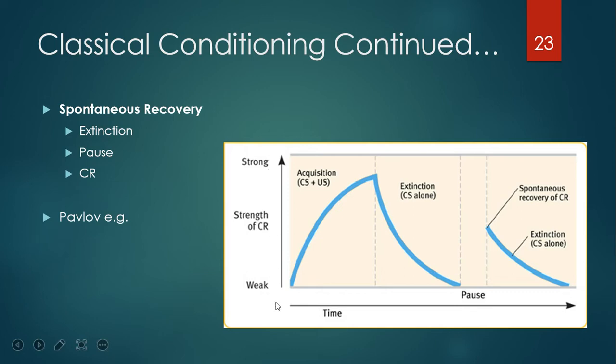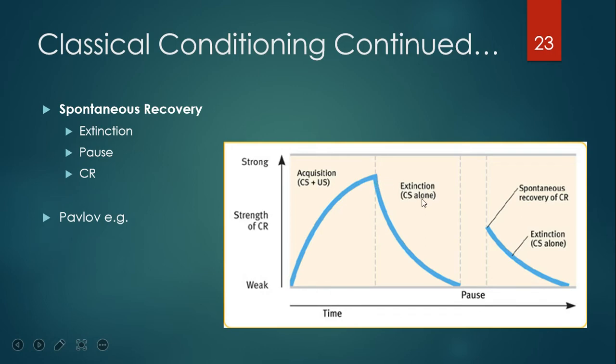And this is kind of what it looks like in graphical form. So on the x-axis here, we've got time. On the y-axis, we've got the strength of a conditioned response. Strong at the top, weak at the bottom. So in the initial learning phase, which we call acquisition, the dogs are learning to associate the conditioned stimulus of the bell with the unconditioned stimulus of the food. And pretty quickly, the dogs learn the association. They have a very strong conditioned response very early on.